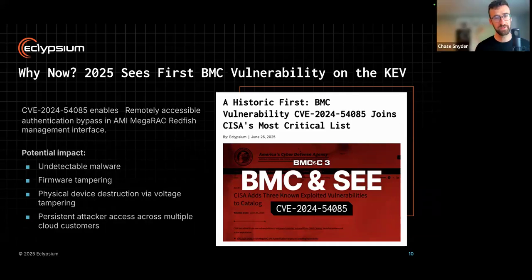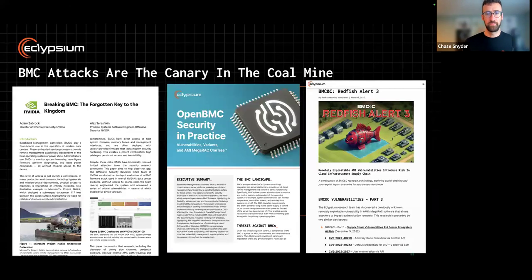Sounds pretty good. If I was an attacker, those all sound like things I would want. So, yeah, that was a great summary of why BMC access would be so devastating, A, and appealing for an attacker, B.